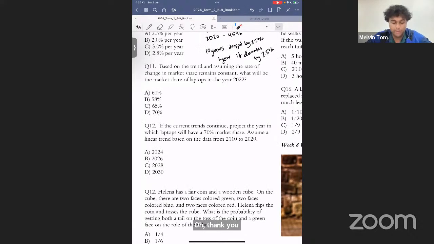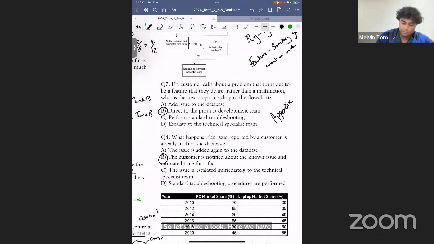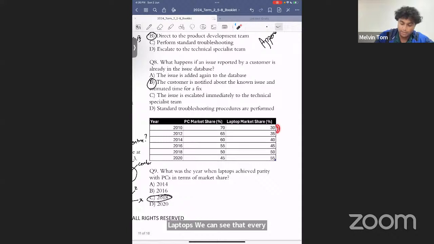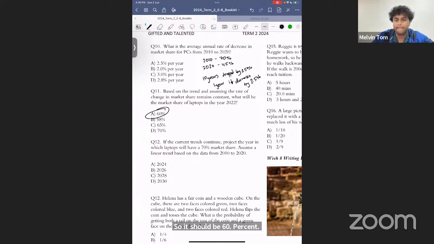Based on the trend and assuming the rate of change in the market share remains constant, what will be the market share of laptops in the year 2022? So let's take a look. Here we have laptops. We can see that every 2 years, it goes up by 5%, right? So if it's 2020, the next 2 years, it's 2022. So it should be 60%, right? 60%. So the answer is A. Do you guys understand? Let me know if you have any questions, send it in the chat.